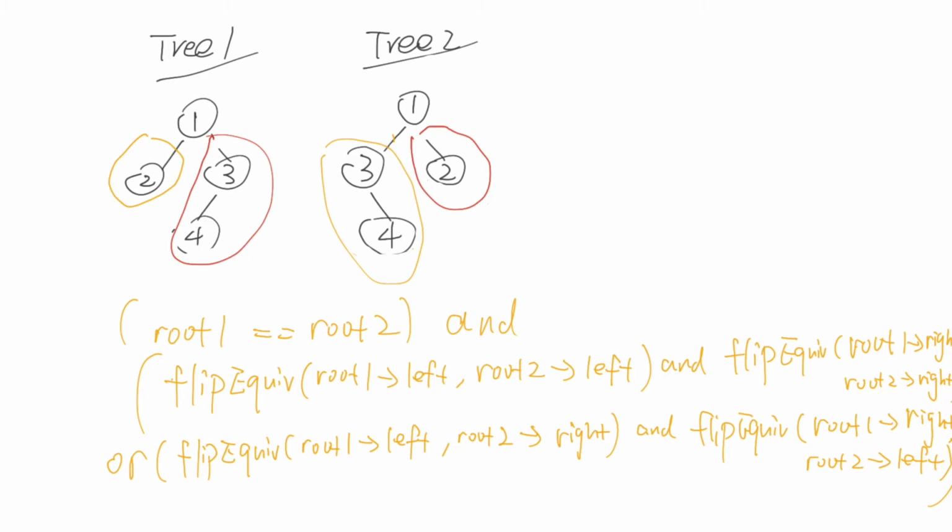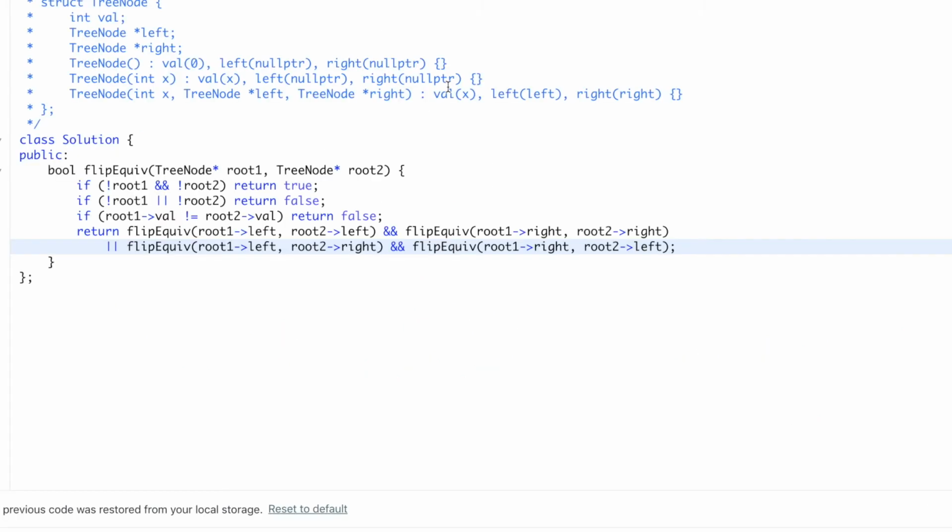And for the other possibility, we have to check whether the left subtree of tree 1 is equivalent to the right subtree of tree 2, and vice versa. So far we have broken down the problem of determining if two trees are flip equivalent into different subproblems by looking at the node value, as well as comparing the left and right subtrees in different orders.